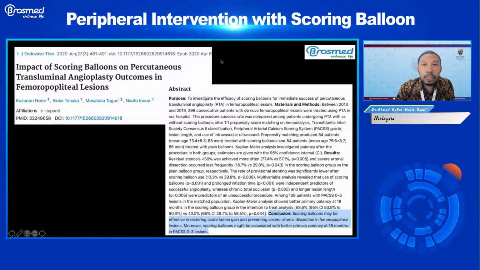In terms of the peripheral, I mean lower limb realms, there's a few papers already there. This is the paper that I've taken, quite a recent paper in 2020 from the Japanese group, Kazunori. According to them, based on about 400 cases that they've done, their conclusion was that scoring balloon effectively restores the acute lumen gain, and it's actually associated with a better primary patency at 18 months. So the result is fairly good.